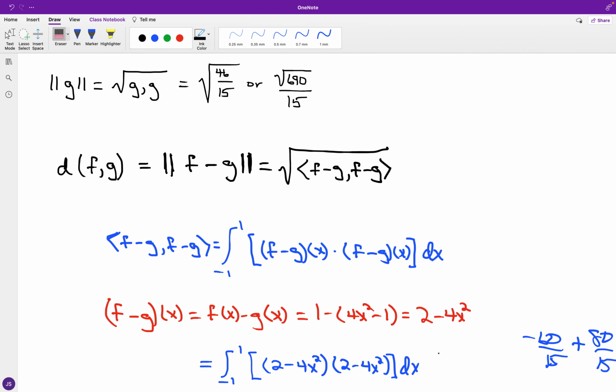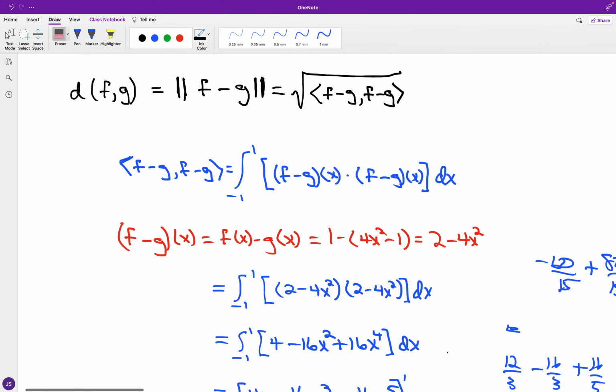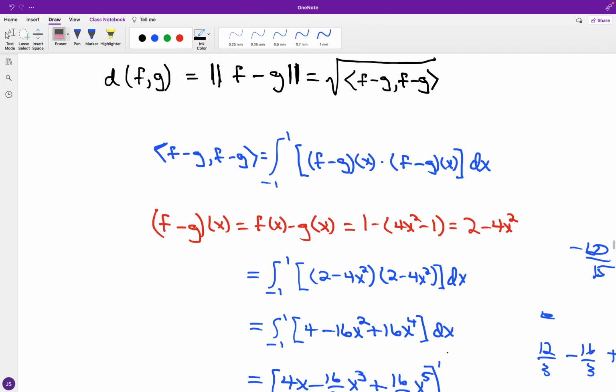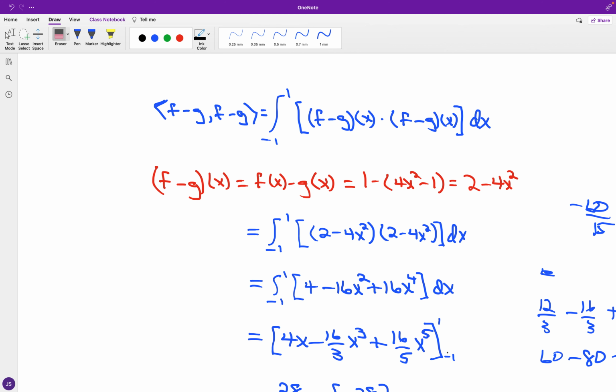And for 2 minus 4x squared times itself, we're going to have 4 minus 16x squared plus 16x to the fourth dx. Taking the antiderivatives, we have 4x minus 16 thirds of x cubed plus 16 fifths of x to the fifth, again, as x goes from negative 1 to positive 1.